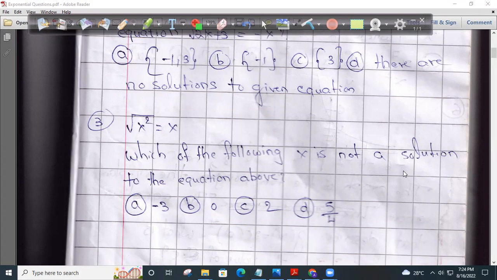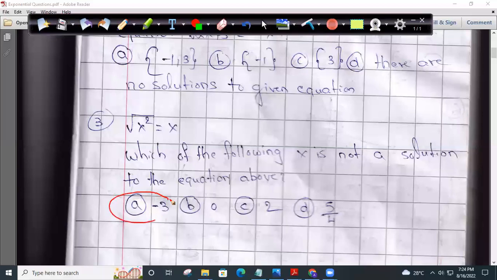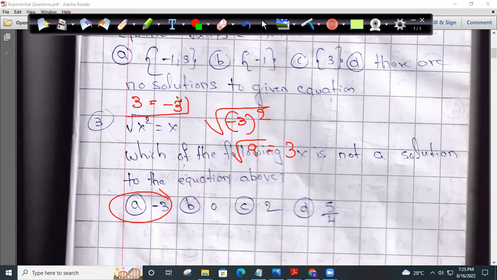What I explained to you: square root of a number can never be negative. So if you take -3, my left hand side is square root of -3 square, which is root of 9, which is equal to 3. But the right hand side answer is -3. Can 3 be equal to -3 in this world? 3 can never be equal to -3. So this is a wrong answer.